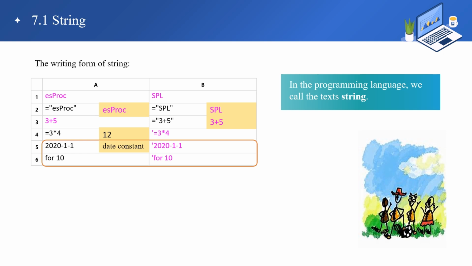If we want to generate such a string, a single quotation mark should also be used at the beginning of the cell. And also, A6 is a legal statement and will not be recognized as a string. To obtain such a string constant, a single quotation mark should also be used at the beginning of the cell.